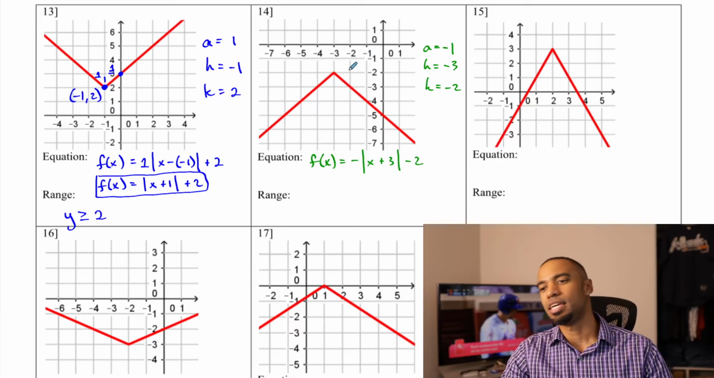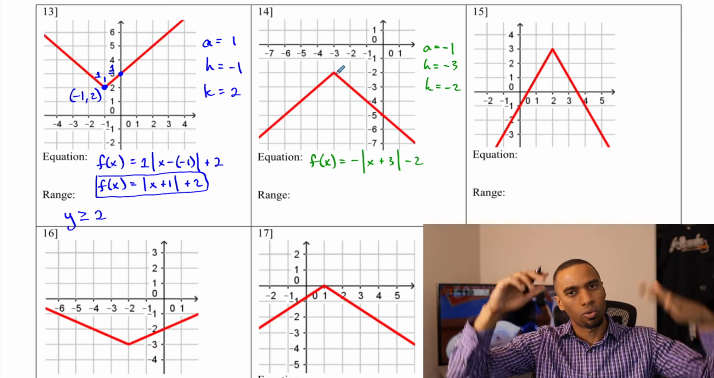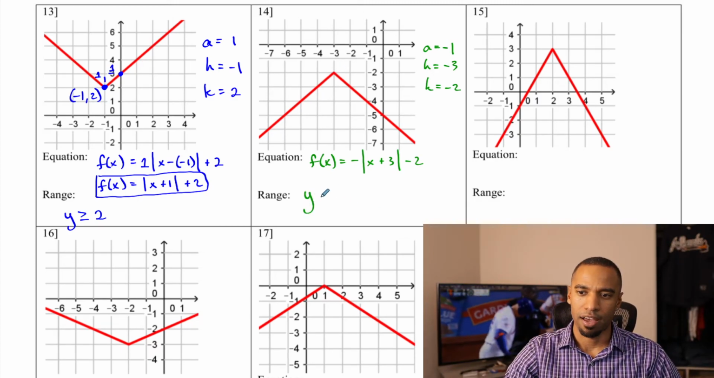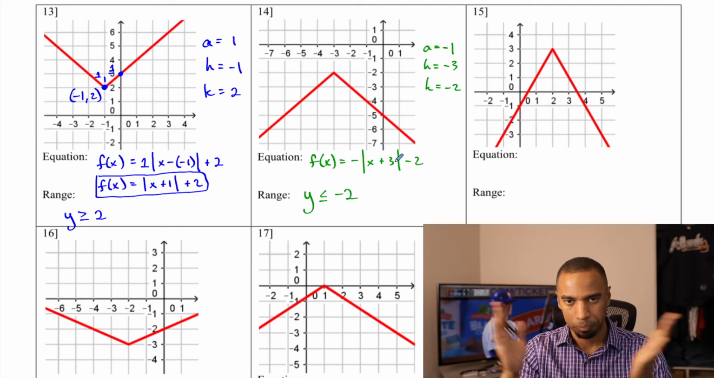The range, the maximum is negative 2. That's the highest y value that we get, and we only go down from there. So our y values are less than or equal to negative 2 as such. All right, there it is.